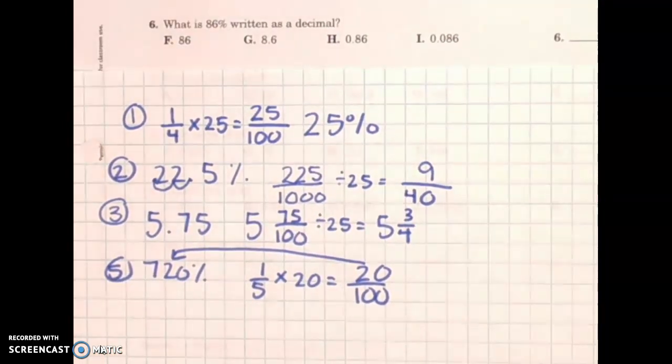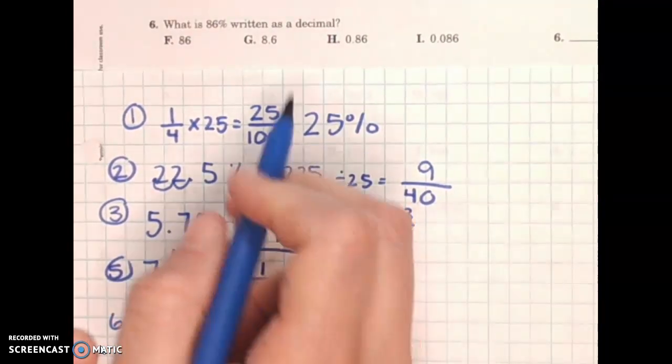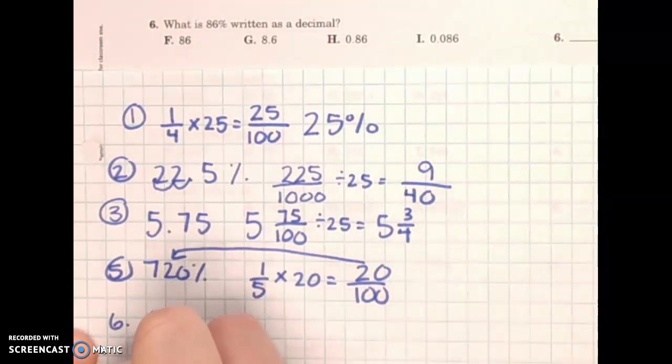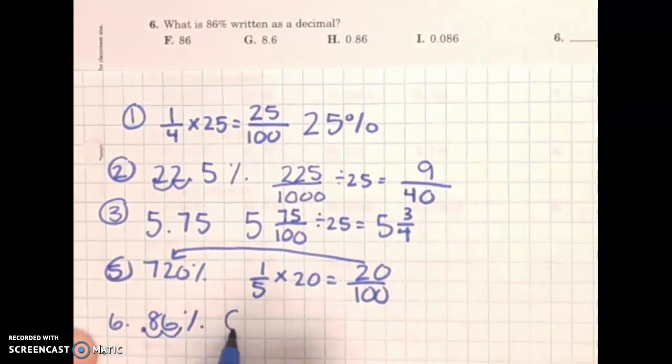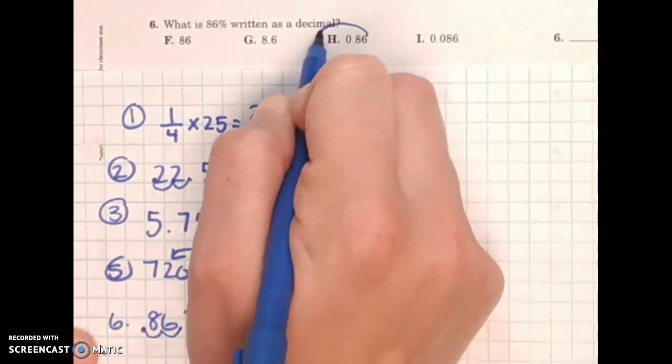Number 6. We have 86%, and we're going to make that into a decimal. Our decimal goes at the end. We go 1, 2. So we get 0.86, which is letter H.